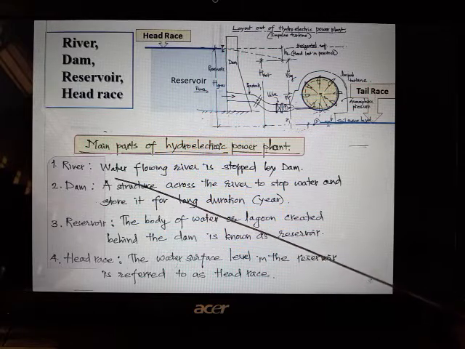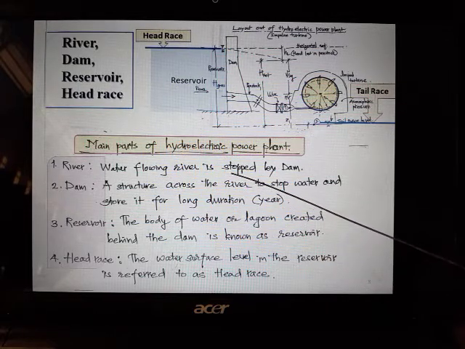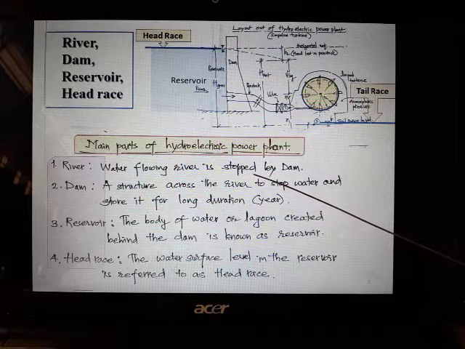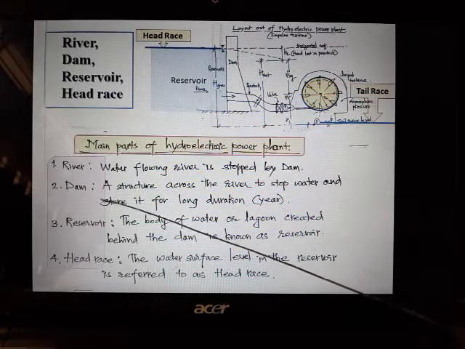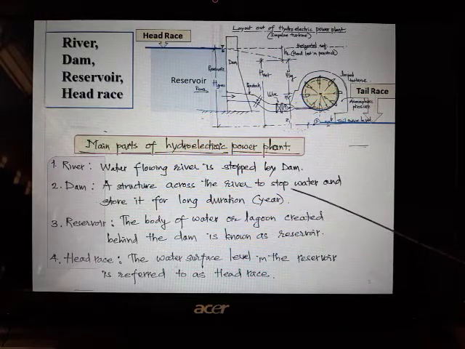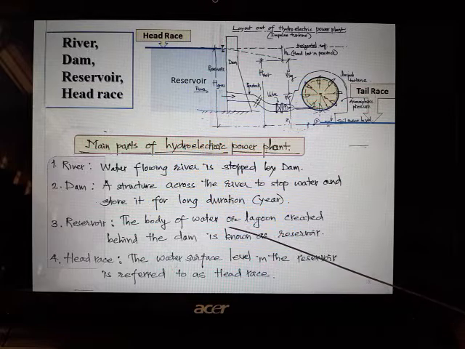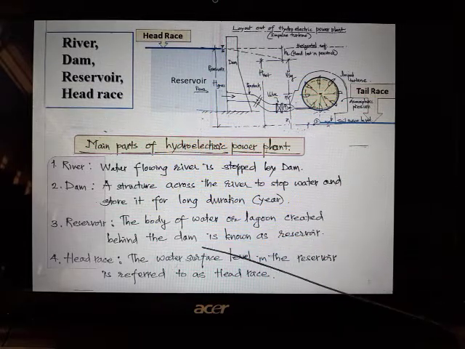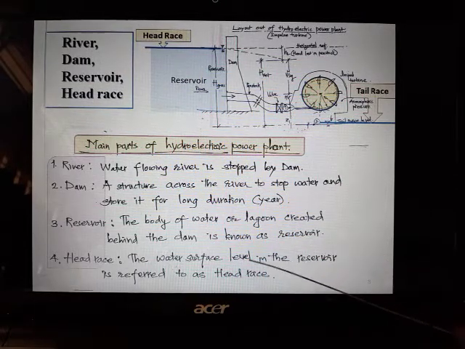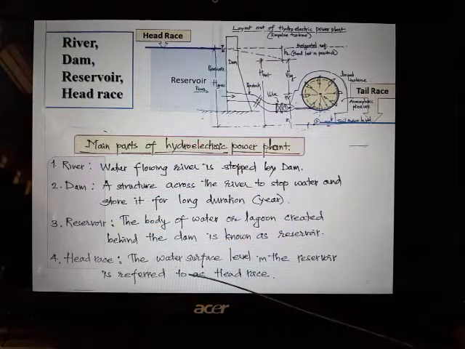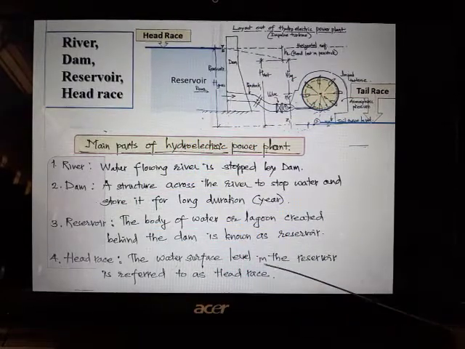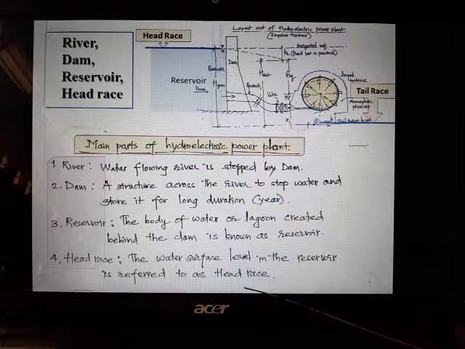Right, river: the flowing water in a river is stopped by a dam. A dam is a structure across the river to stop water and store it for a long duration. A reservoir, the body of water or lagoon created behind the dam, is known as a reservoir. Then head race, as we have seen, the water surface level in the reservoir is known as head race.